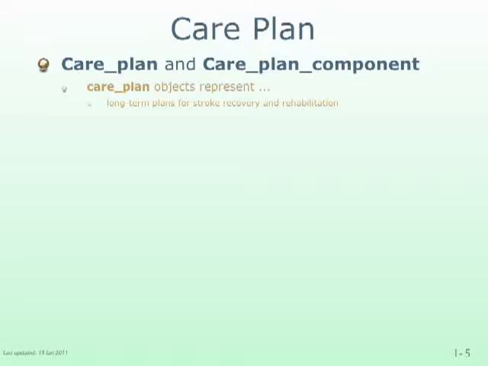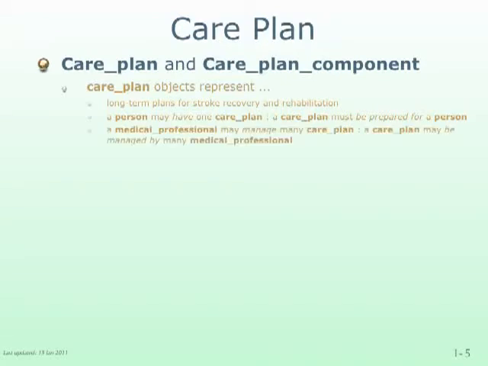These care plan objects can be defined in the following way. A person may have one care plan, and a care plan must be prepared for one person. And a medical professional may manage many care plans, and a care plan may be managed by many medical professionals.